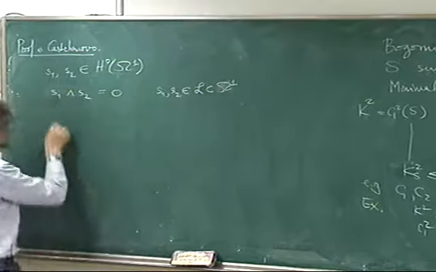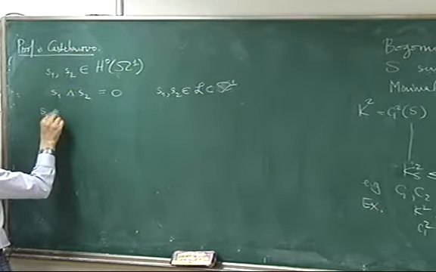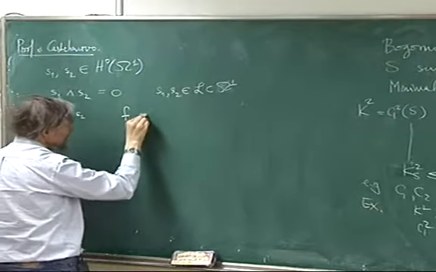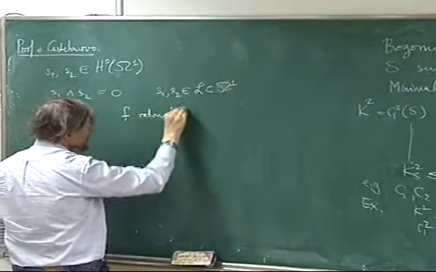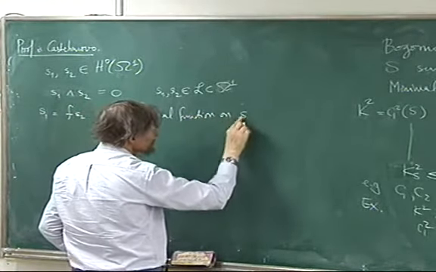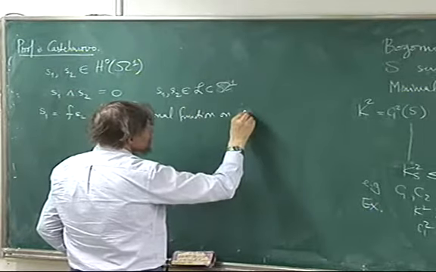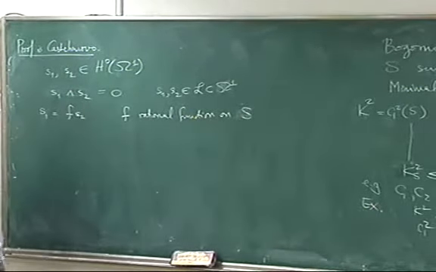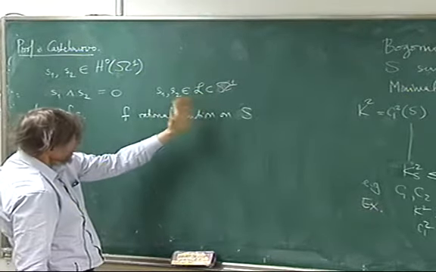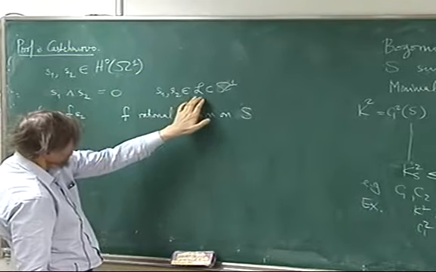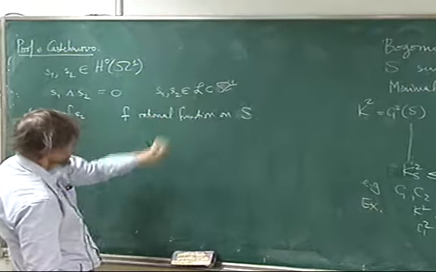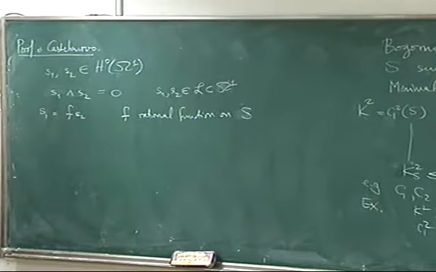And so this means that S1 is equal to F times S2, with F a rational function on S. Right, they're both sections of one line bundle. So the line bundle at the general point is isomorphic to OS, and so take one of these as a basis of that OS, and then the second element has to be a multiple of it.